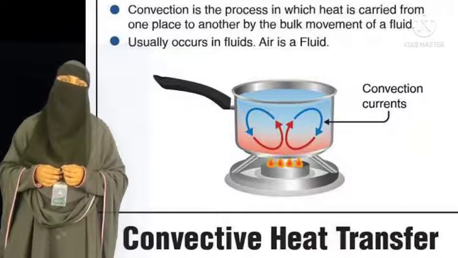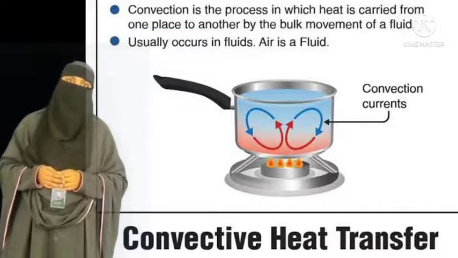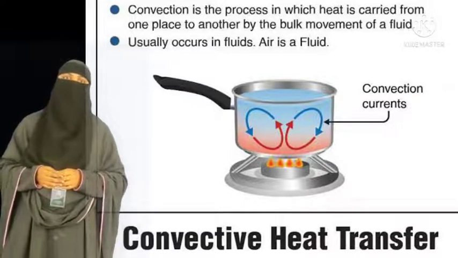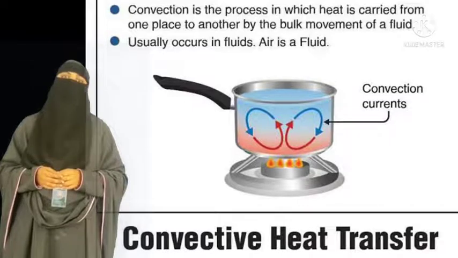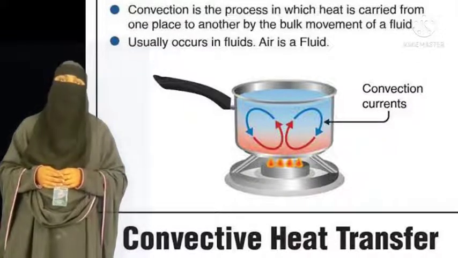The next is convection. Convection is nothing but it's a process in which heat is carried from one place to another place by a bulk movement of a fluid. Usually occurs in fluid. Air is a fluid. So first we saw conduction occurs in solid. Next is convection, it occurs in liquid state.